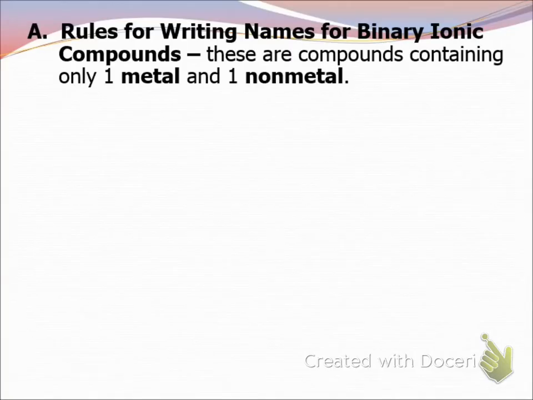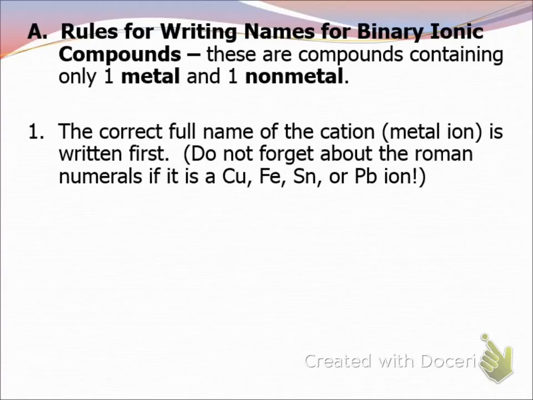So, writing the names from the formulas. First thing, for binary, again, remember, is one metal and one nonmetal. The correct full name of the cation is used, which is the metal ion. So it's written first. We don't change the name. And if it needs a Roman numeral, then we're going to do that. It says, do not forget the Roman numerals if it is copper.